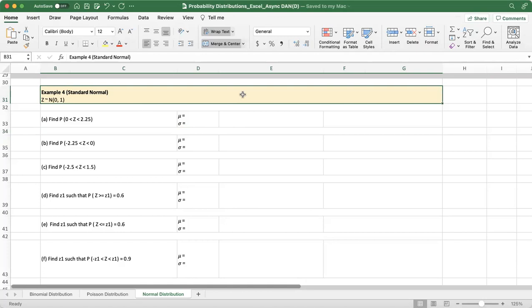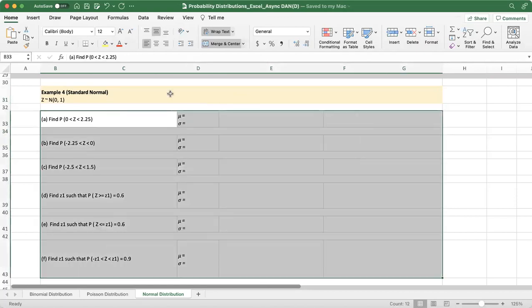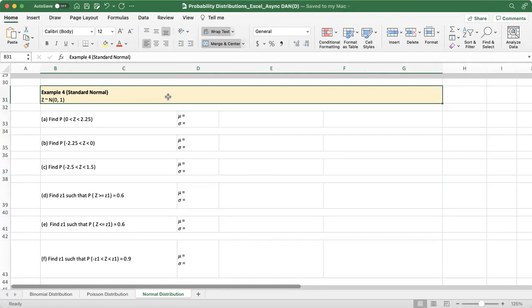So please pay attention. For the remaining 6 questions here, we're going to deal with a standard normal distribution, which is generally denoted using the letter Z, and it has a mean of 0 and standard deviation of 1. Now we want to find the probability of the standard normal distribution lying between 0 and 2.25.